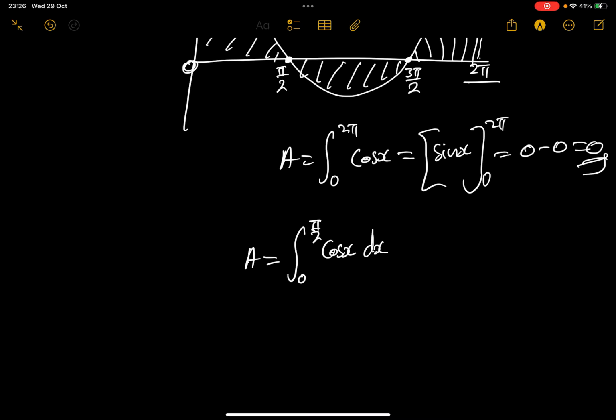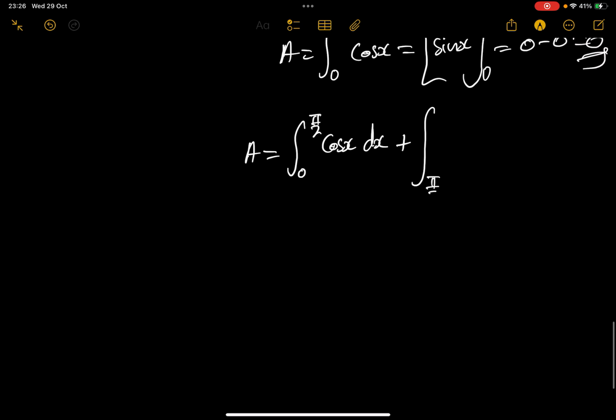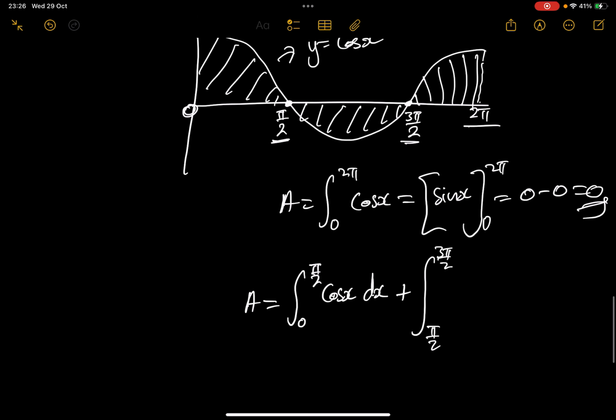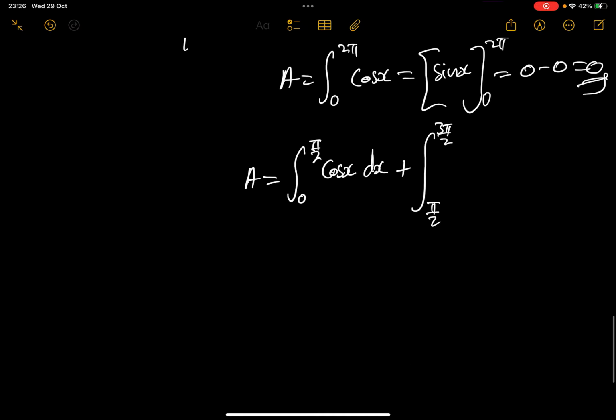dx, plus the integral from pi over 2 to 3 pi over 2. But now you can see that the value of this part of the graph is on the negative part of your y-axis. So it's negative cos x, right, dx.